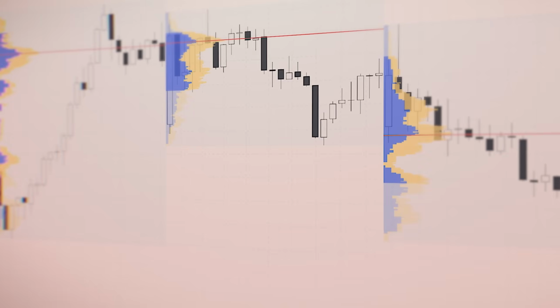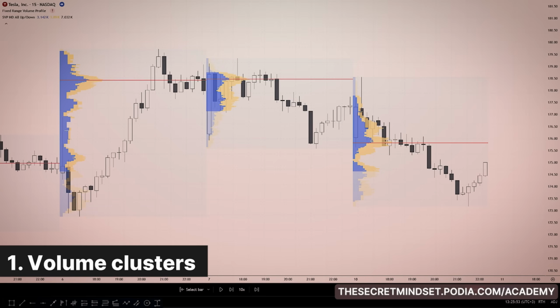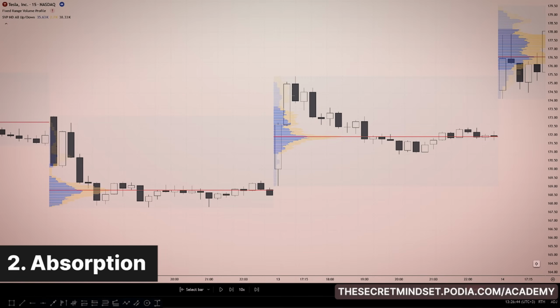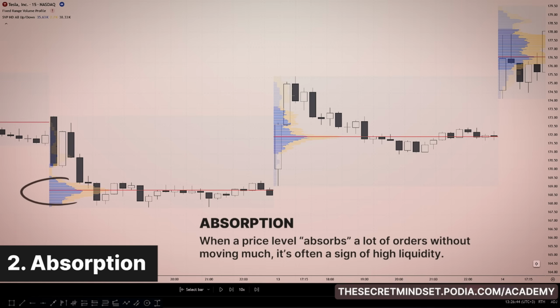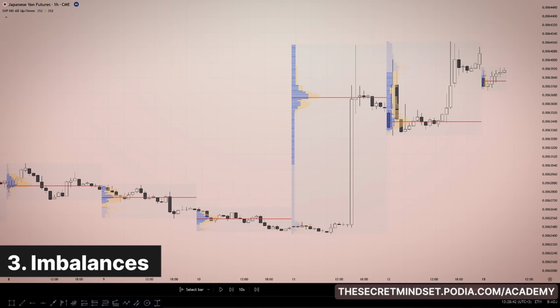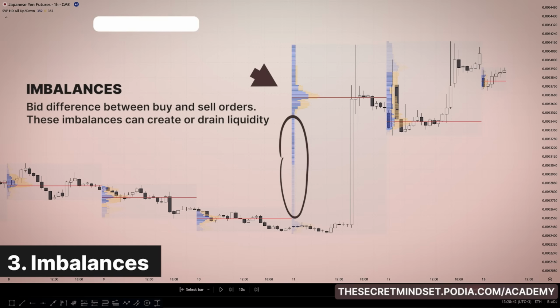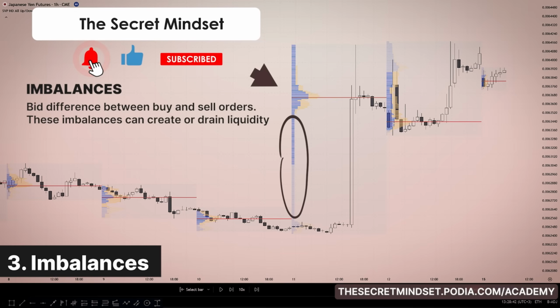In order flow analysis, you need to get familiar with several concepts. First one, volume clusters. Order flow analysis often looks for clusters of orders at certain prices. These clusters are actually liquidity pools. Next concept is absorption. When a price level absorbs a lot of orders without moving much, it's often a sign of high liquidity. Here's a familiar concept: imbalances. Order flow tools might show imbalances between buy and sell orders. These imbalances can create or drain liquidity. It's a lot to talk about, but that's a topic for another video.